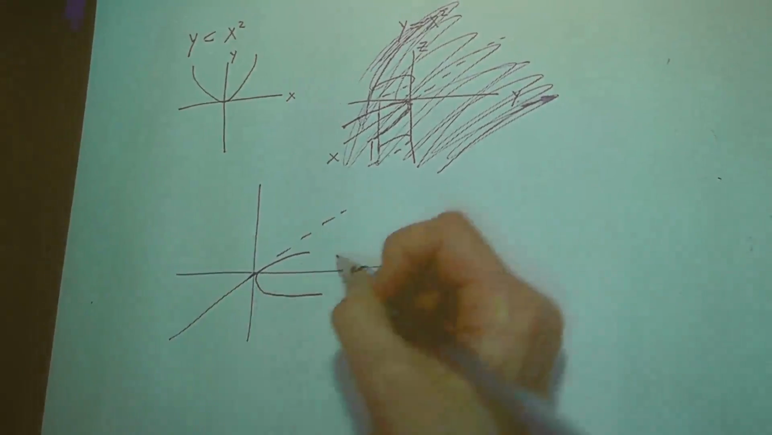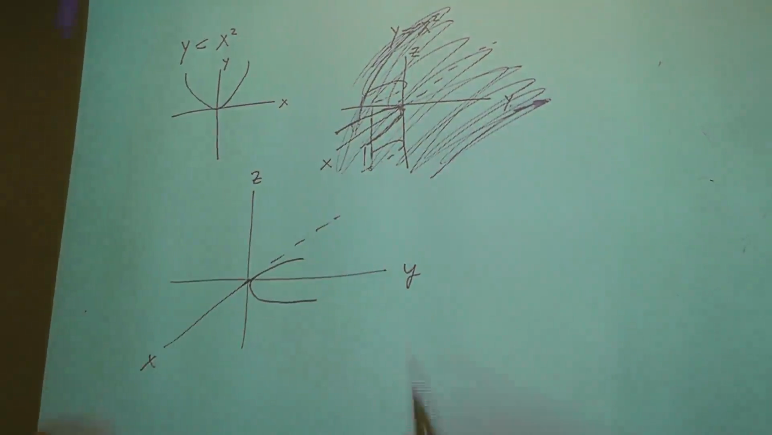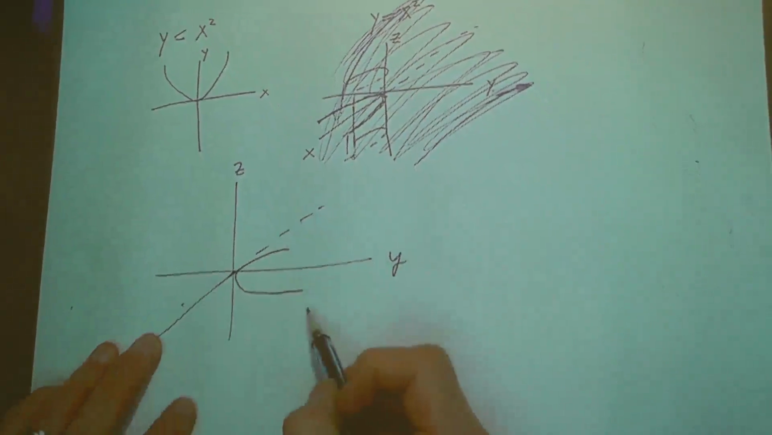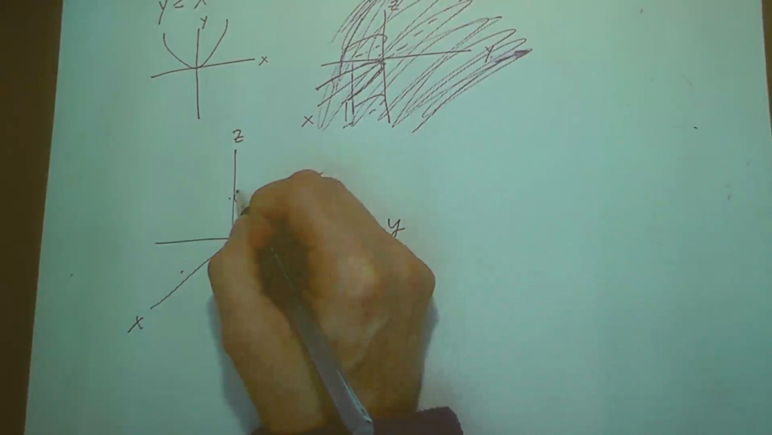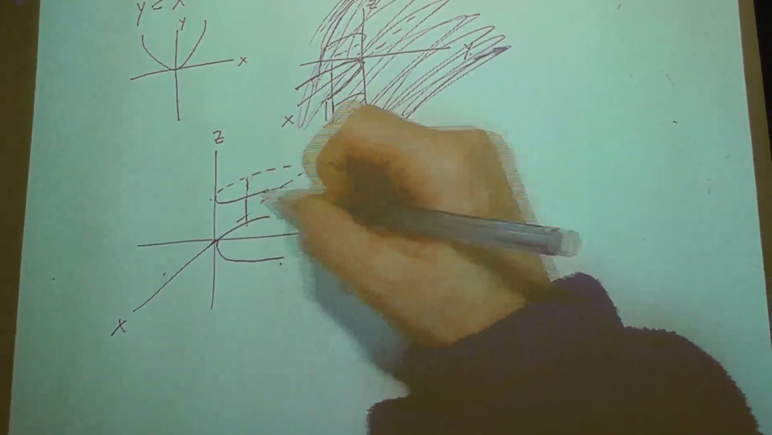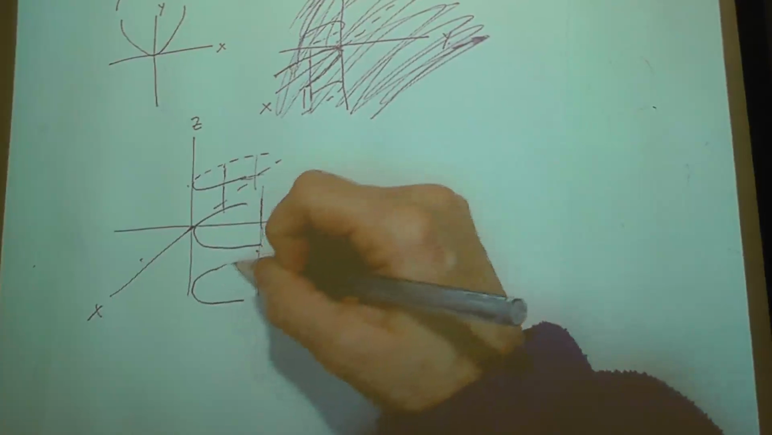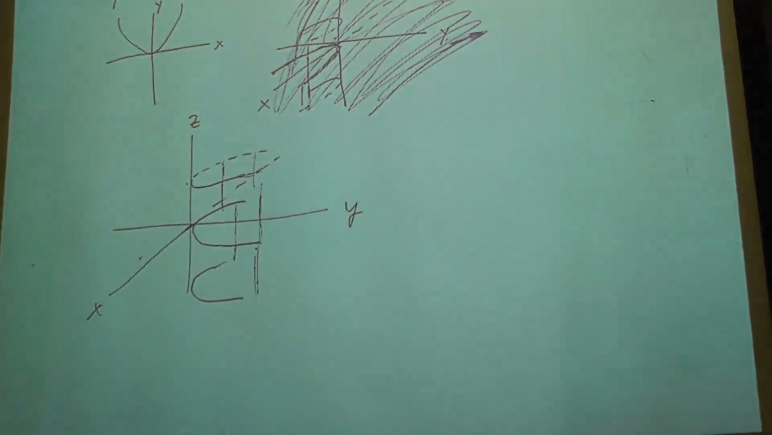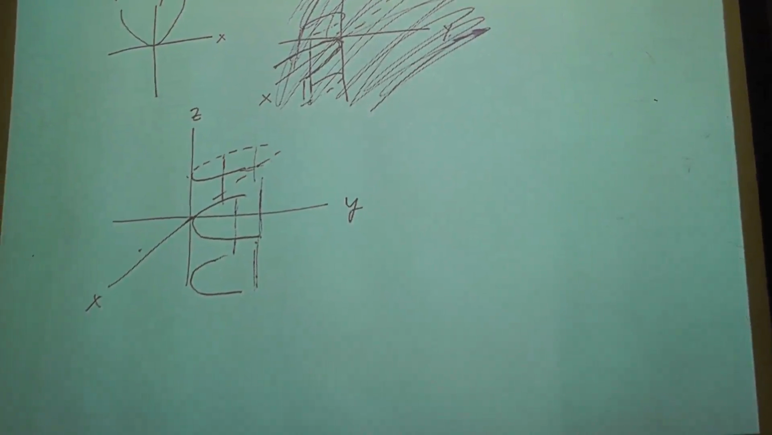Okay, so x, y, z. X's can be positive and negative, y's must be positive here. And then I do this completely along the z-axis. Okay?